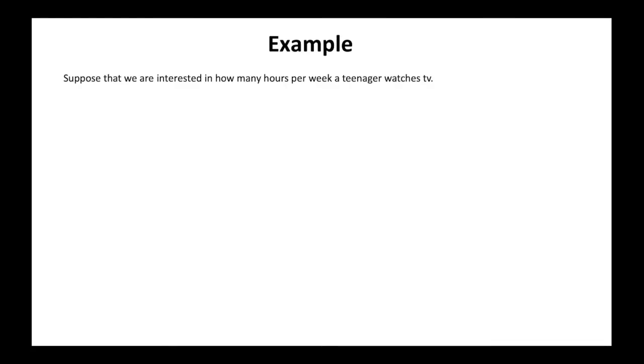Suppose that we are interested in knowing how many hours per week a teenager watches TV. We can represent the time using the real numbers. For example, 1.5 is an hour and a half, and so on. This phenomenon will have its own distribution that we don't know, with a mean which we indicate with mu, and a variance which we indicate with sigma squared.